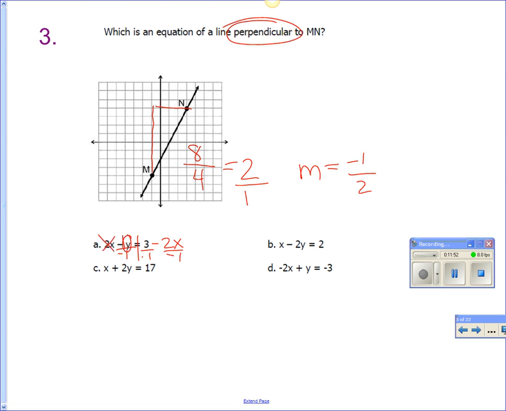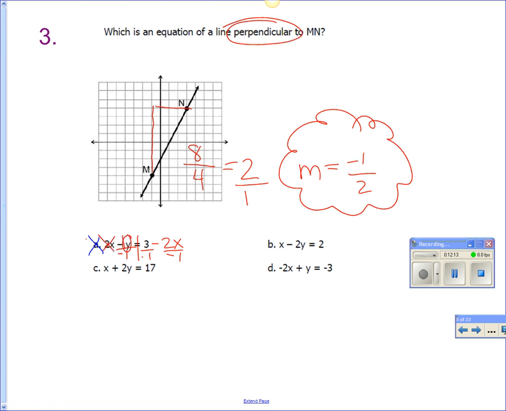The whole goal is to have what for your m? What's your goal? There's the m right here. This is what I'm looking for. Negative 1/2. Right here, is that negative 1/2? No. So A will not work.